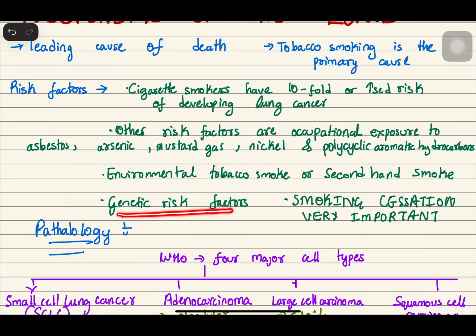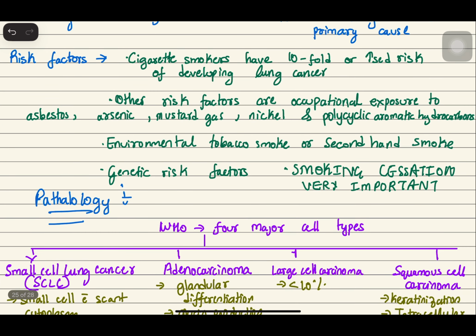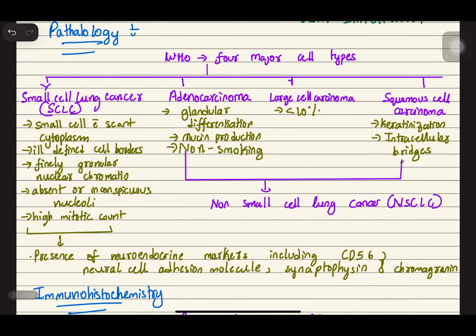Genetic risk factors. Some have inherited predispositions that make them more vulnerable. But the big takeaway, smoking cessation is very important. Quitting can cut your risk in half within 10 years.